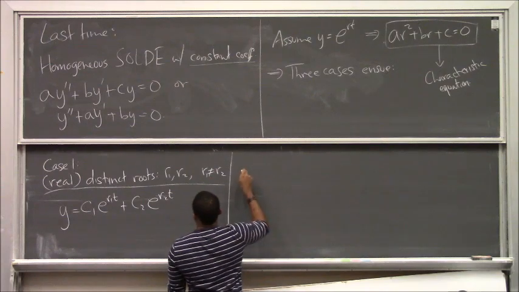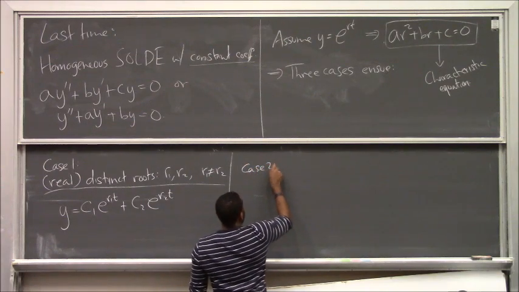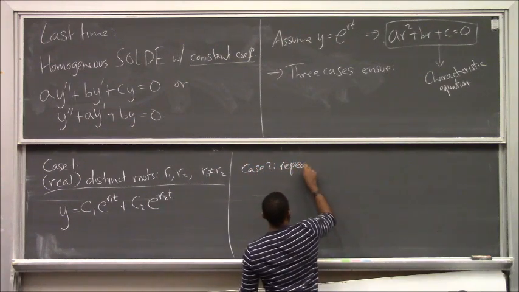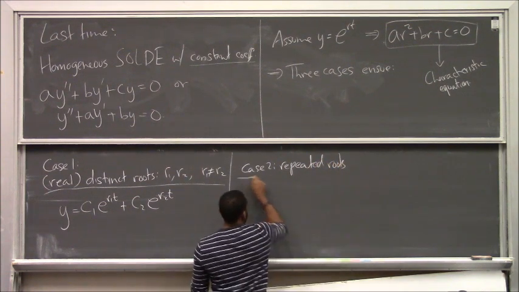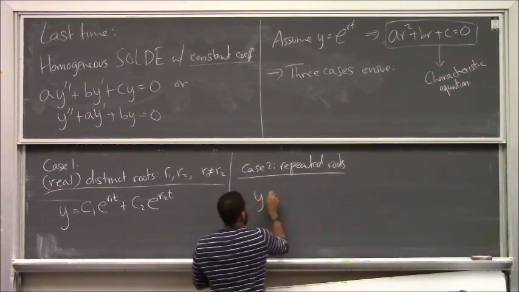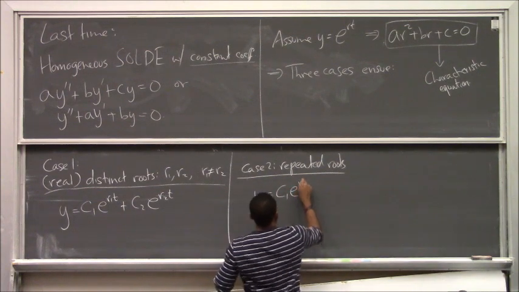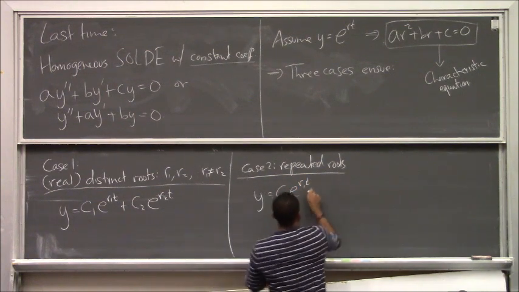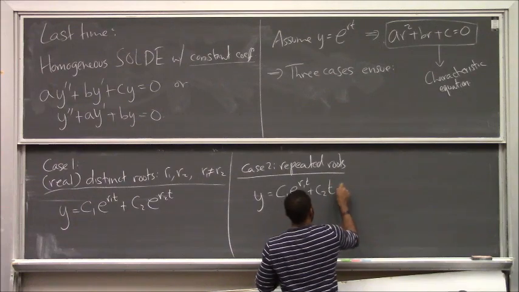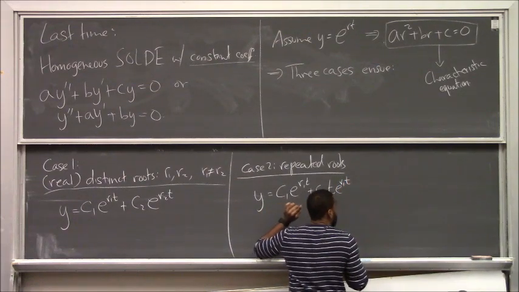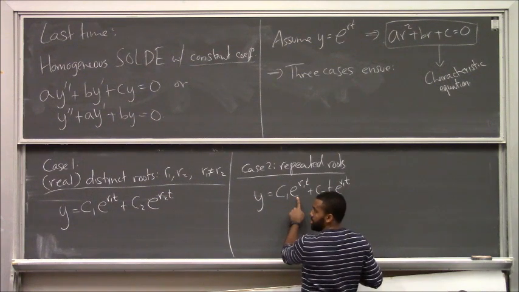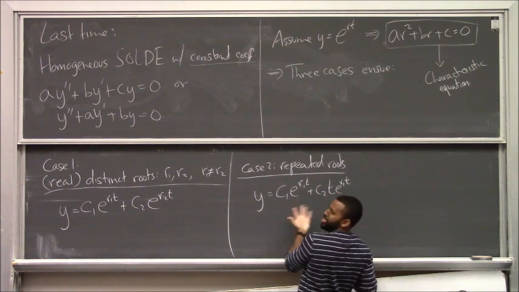The second case: repeated roots. You can have repeated roots, so that's how we describe it in words. And what do those guys look like? Same as the other one, but it's C1 e to the R1 T plus C2 T e to the R1 T. I'm hoping we have some time today to justify that. Why the T?